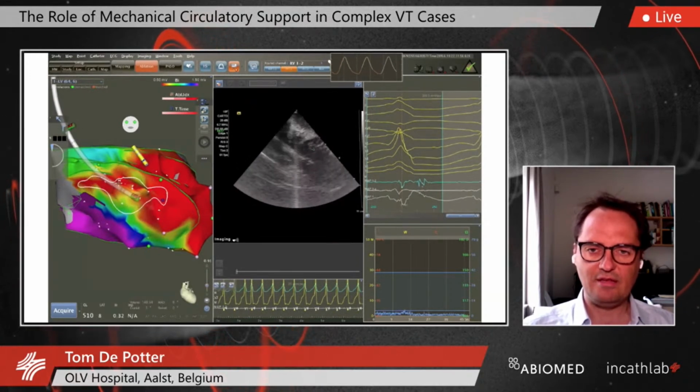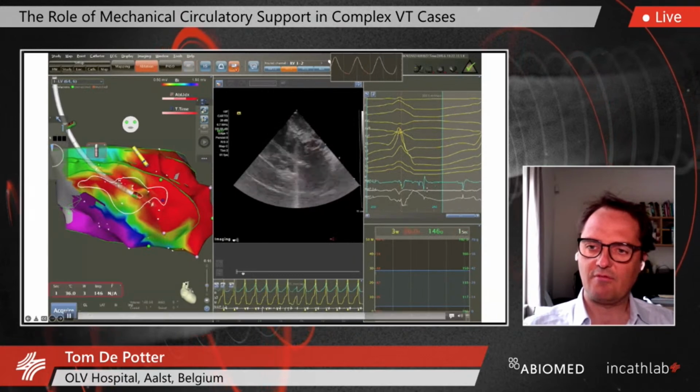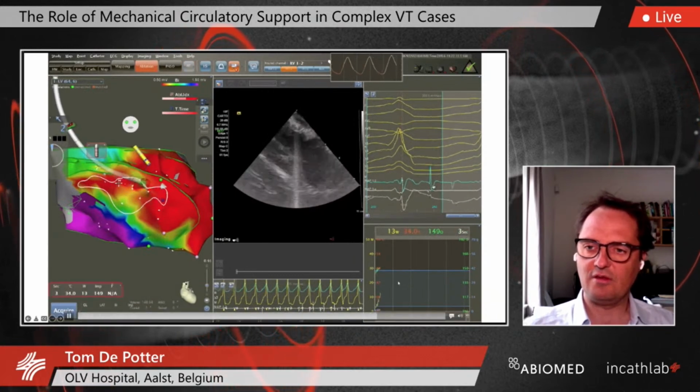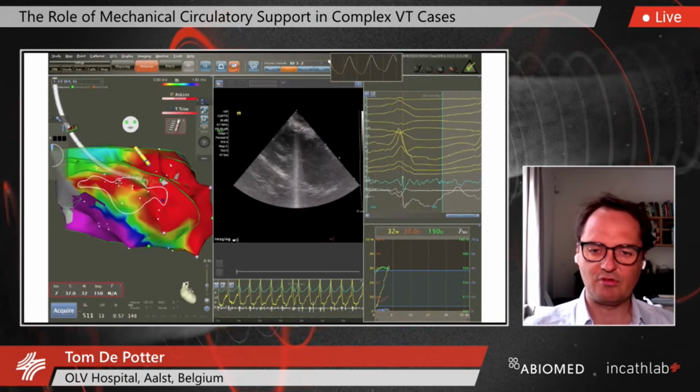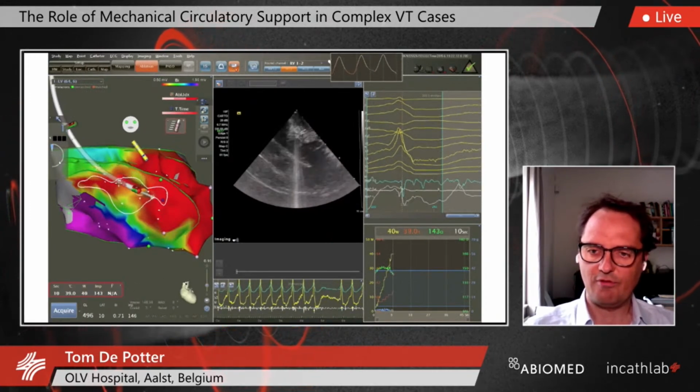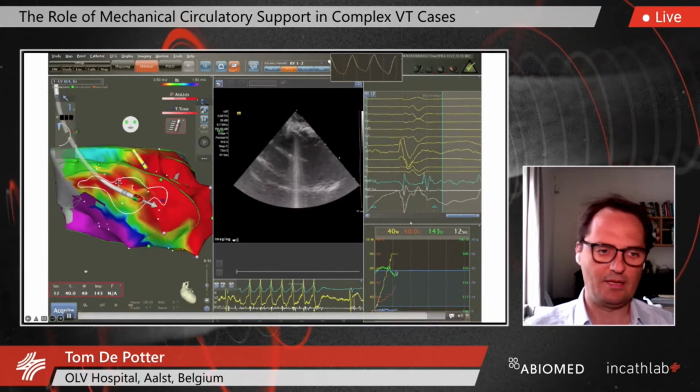It may be difficult even for slow VTs, but then we can find these beautiful potentials, as you see it here, perfectly mid-diastolic, and we can ablate the mid-diastolic potential in the ongoing VT, and then hopefully, of course, have an acute effect and terminate the VT.